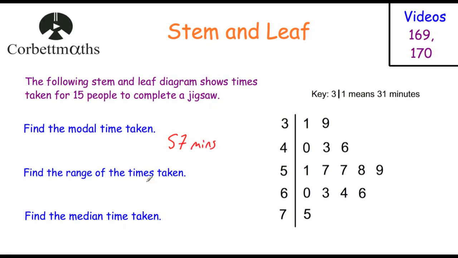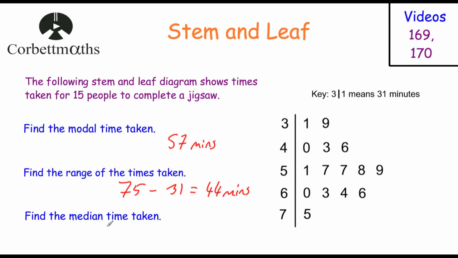The next question said, find the range of the times taken. So the range is the largest, take away the smallest. So the largest amount of time taken was 75 minutes. And we're going to take away the shortest time, which was 31 minutes. And 75 take away 31 would be equal to 44 minutes. So the range, the difference between the largest and the smallest, is 44 minutes.